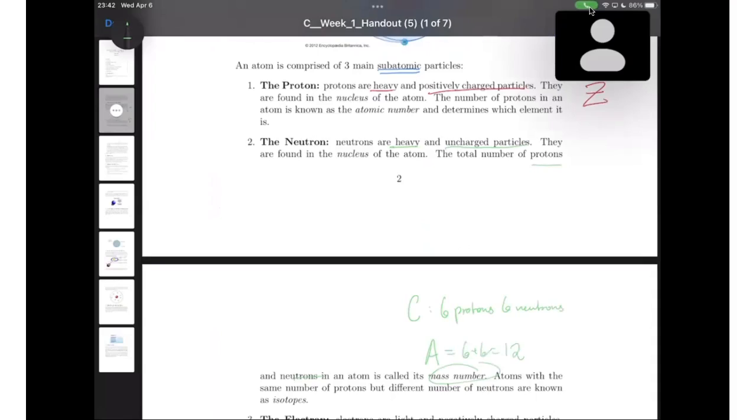The units for A is atomic mass units. Atoms with the same number of protons, so the same atomic number, but a different number of neutrons, or different mass numbers, are known as isotopes.